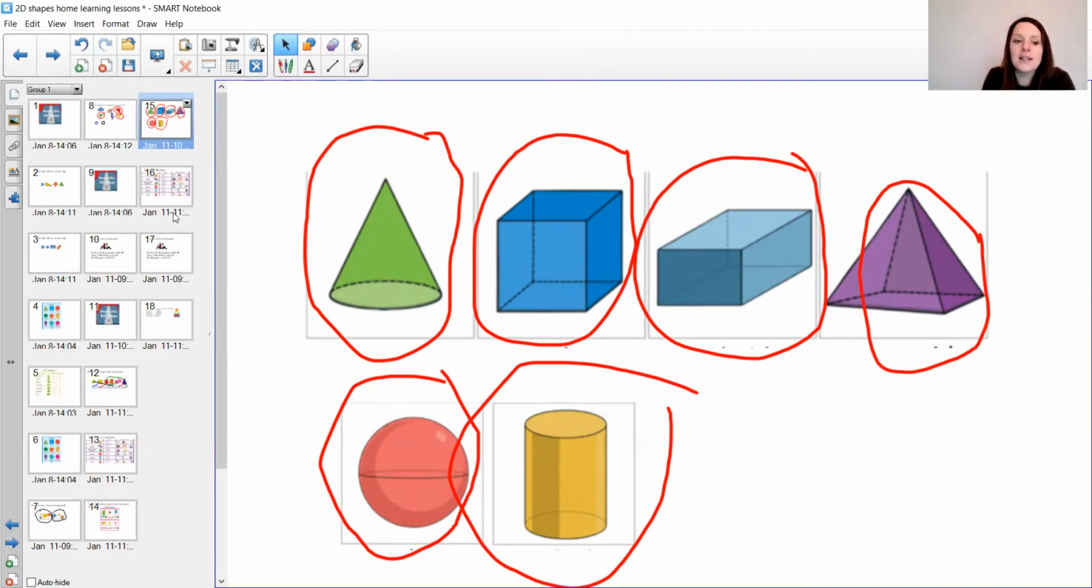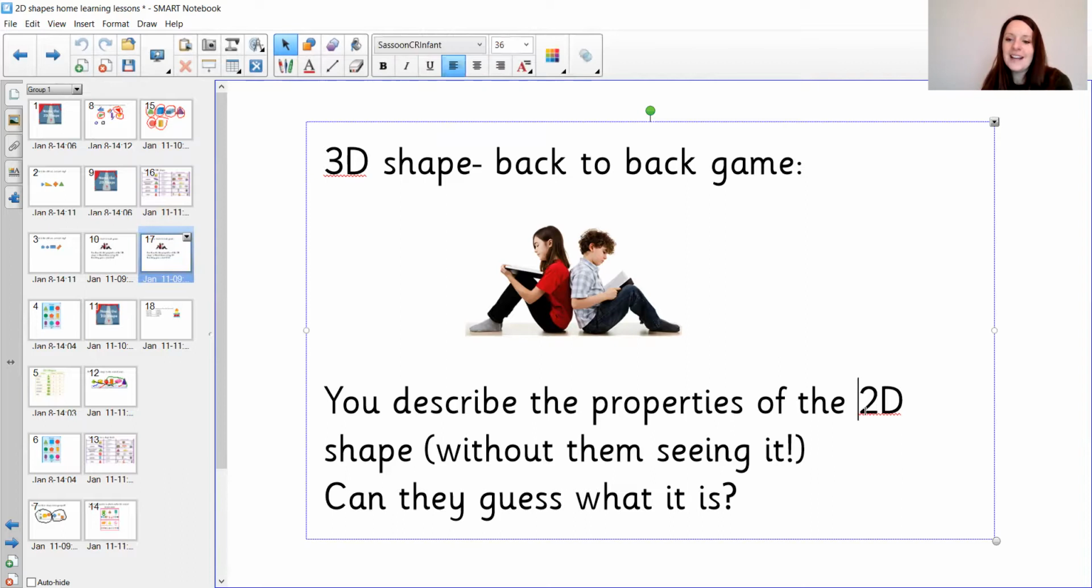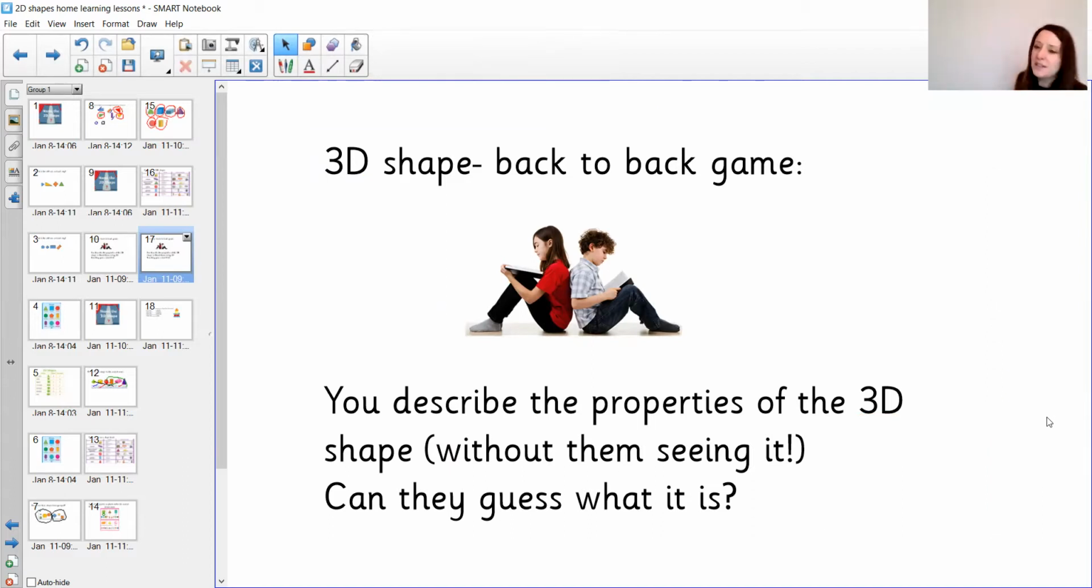Now, in a second, I'm going to ask you to play the game that you played the day before. It was our 2D shape back-to-back game. So, just like with our 2D shapes, when we went back-to-back, you pick one, you describe it to your partner. You're going to have a go at that today. Okay, so, it still says 2D shapes. It shouldn't say 2D shapes. It should say the properties of the 3D shape.